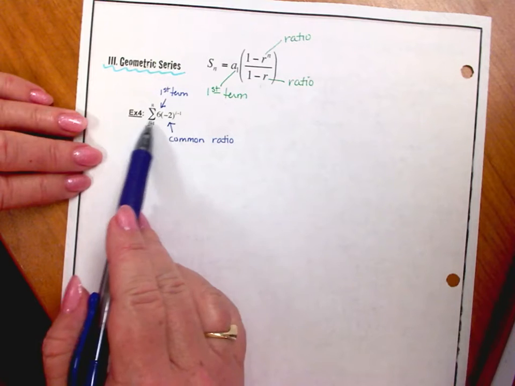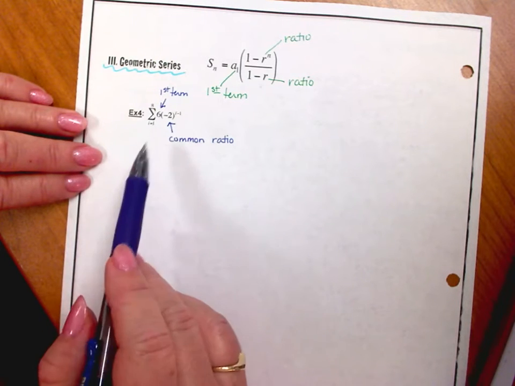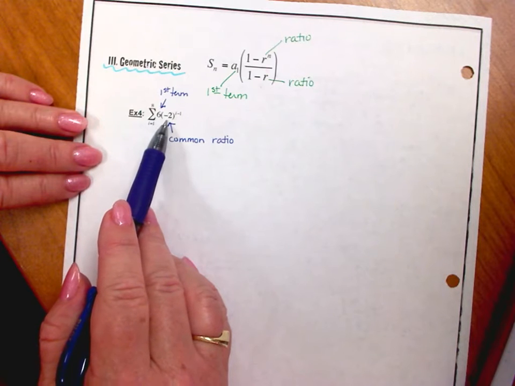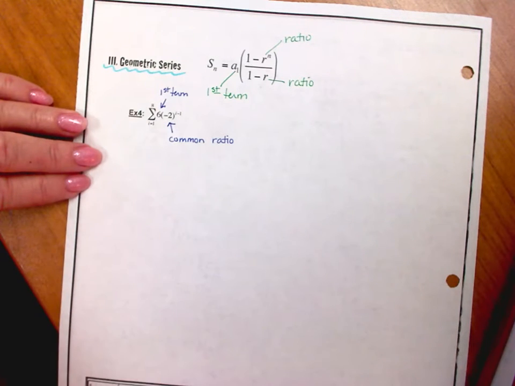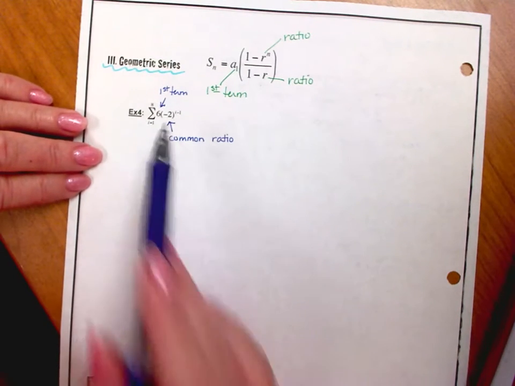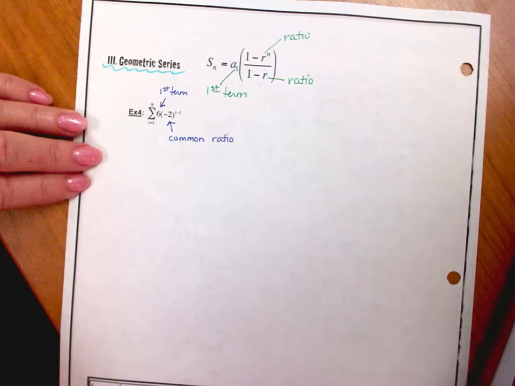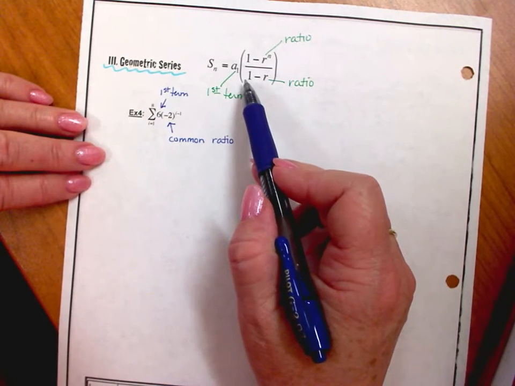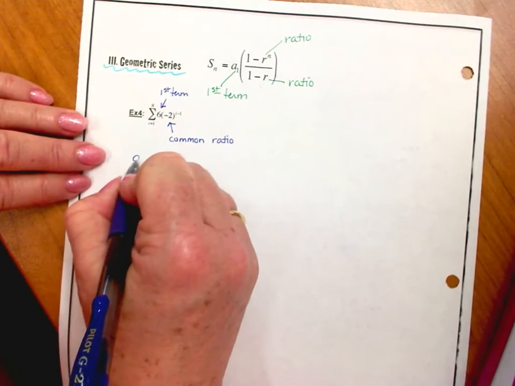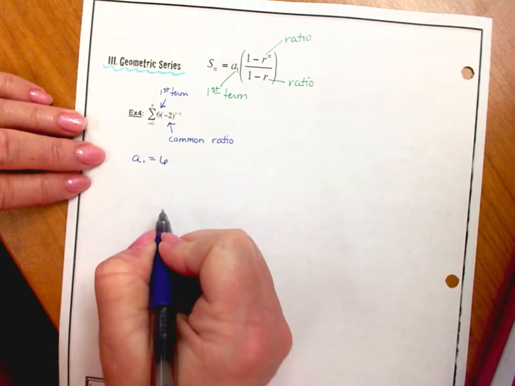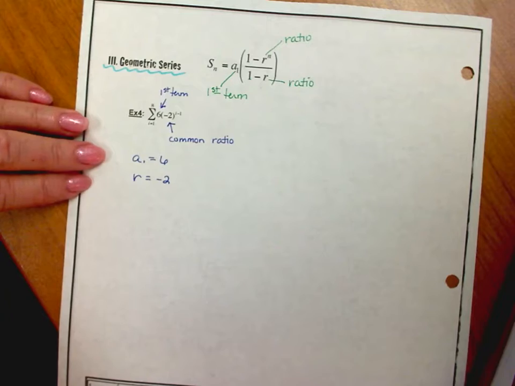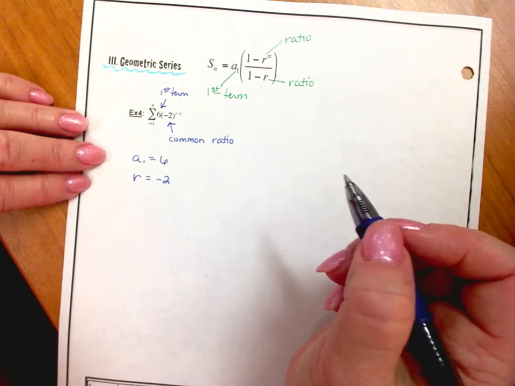So anytime you're looking at summation notation, if it's geometric, this is going to be your first term, and this is going to be your common ratio. Okay, which makes it, by the way, really easy to write an a sub n rule from. Okay, so we're adding this up though, so we're going to use this formula here. So we need our a sub 1 and our ratio. So a sub 1 is going to be equal to 6, and our common ratio is going to be equal to negative 2.